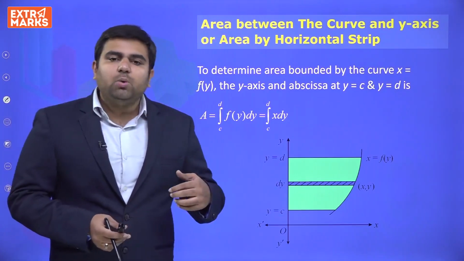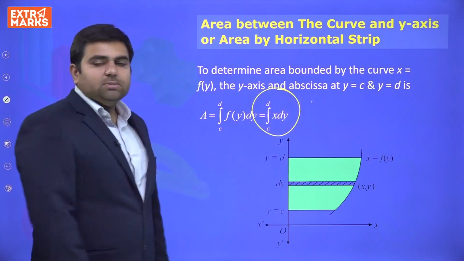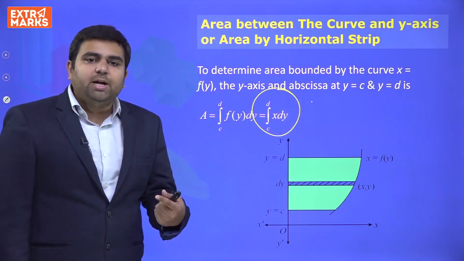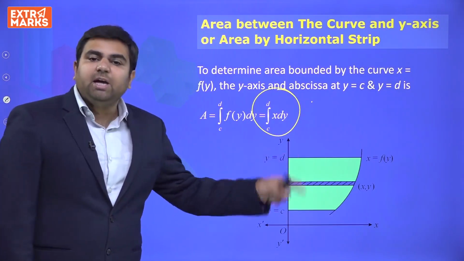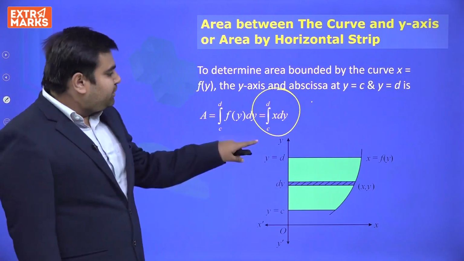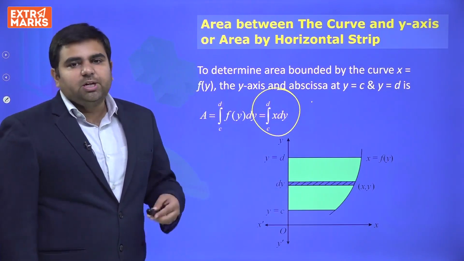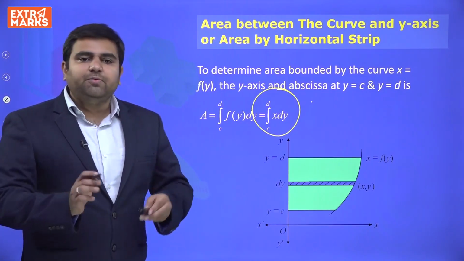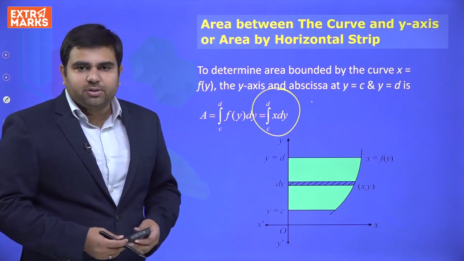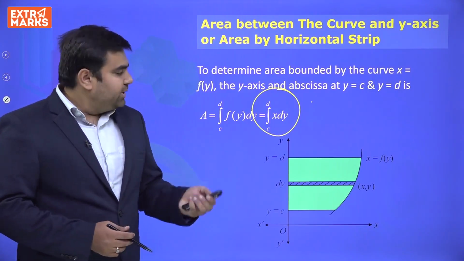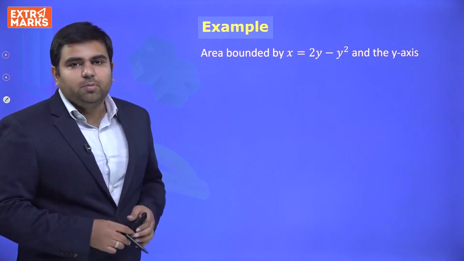So earlier the area was y dx. Now the area will be x dy. With respect to x-axis the area was y dx, but with respect to y-axis the area will be x dy, between y equal to c and y equal to d. So this is really important to understand, the basic difference between calculation of area with respect to x-axis and with respect to y-axis. Now let's move ahead and apply this concept onto a particular problem given to us.